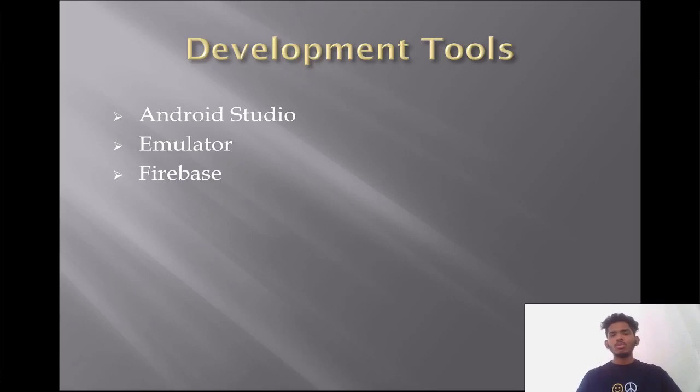Now we will see the development tools we will need to use in this course. First of all is Android Studio. Android Studio is the IDE which is used to develop Android apps, and we can write the code both in XML for the front end and Java for the back end. Then we will need the emulator to run that app. An emulator is like a virtual mobile device where we can run the app.